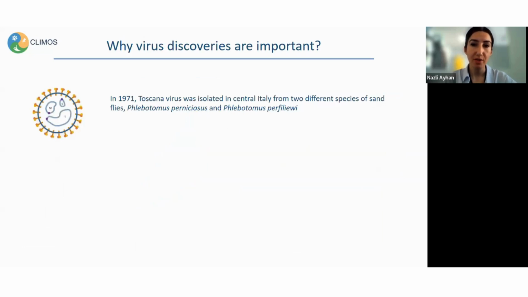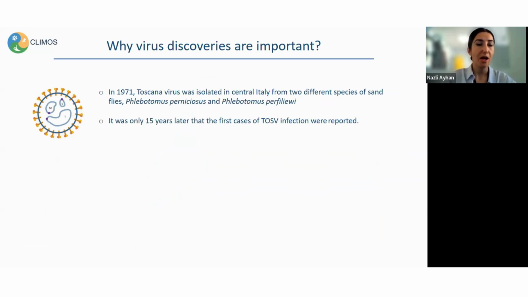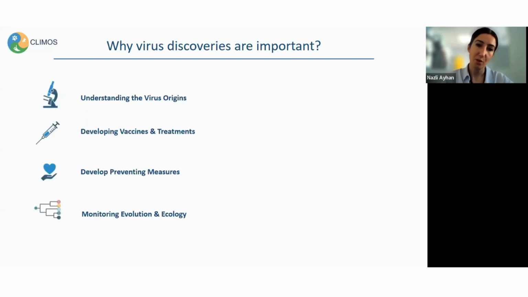So why are virus discoveries important? In 1971, Toscana virus was isolated in central Italy from two different species of sandflies, Phlebotomus perniciosus and Phlebotomus perfiliewi. But it took us 15 years to identify this virus as a pathogen. So virus discoveries are important to understand virus origins. It's important to develop vaccines and treatments, develop preventive measures, and monitor the evolution and ecology of the virus in nature.